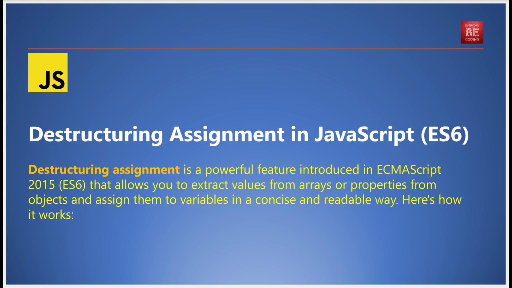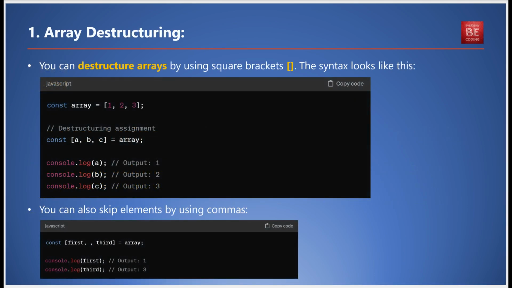Let's dive into the different destructuring types, starting with array destructuring. Think of an array with 3 elements, 1, 2, and 3. To extract these values, you would use square brackets, like so, const [a, b, c] = array. Now if you log a, b, and c, you'll get 1, 2, and 3 respectively. You can even skip elements by using commas, like const [a, , c] = array. This will give you the first and third element, skipping the second.